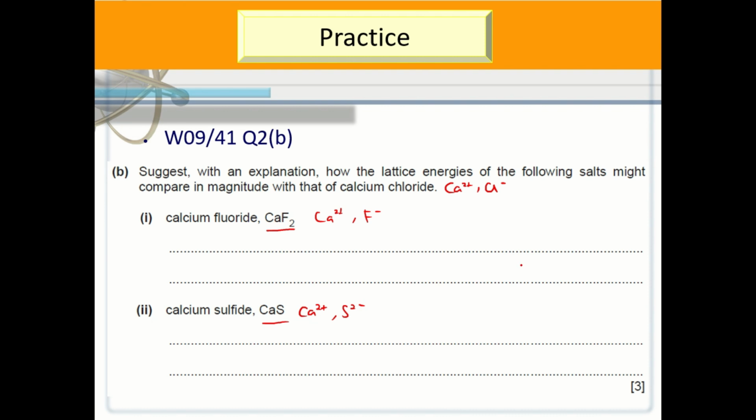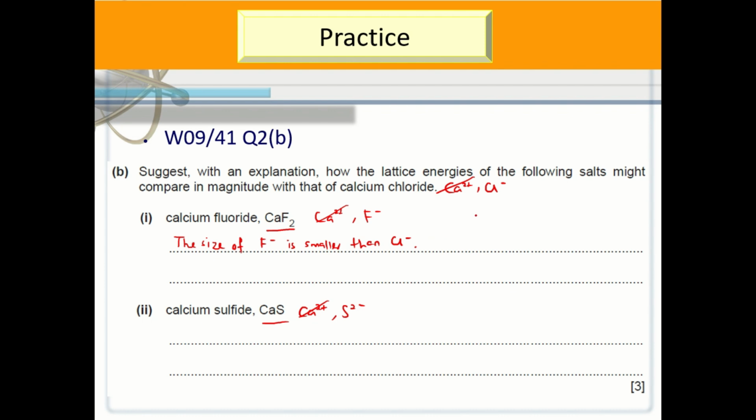So we can see that all three compounds have the same cation, which is calcium 2+. So we are not going to compare cations. We will be comparing the anions in this question. Between calcium fluoride and calcium chloride, the size of fluoride ion is smaller than the size of chloride ion. So let's write down that one first. So that will be the first factor, the size of ion.